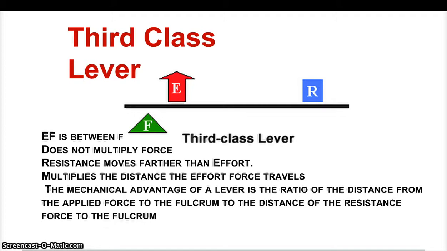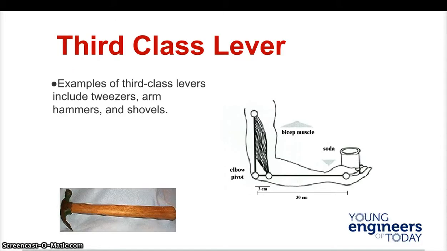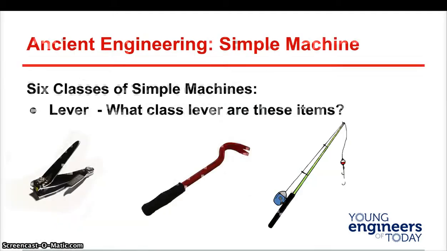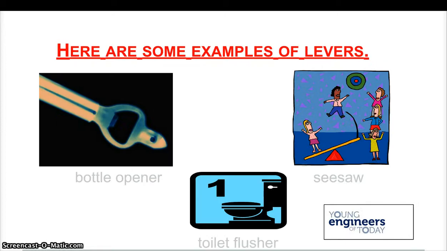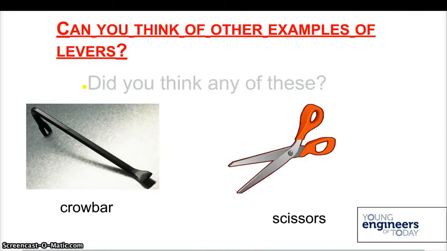And then some examples of this: tweezers, arm, hammer, shovel. We went over and answered these in class by determining which type each one was. And there's the formula, a little bit complex for you older students. Now, some other examples. Here are a few more.